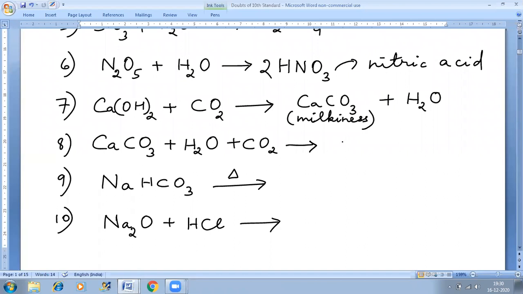Next one, calcium carbonate plus water plus carbon dioxide. This gives you calcium bicarbonate. So I can say the milkiness disappears.